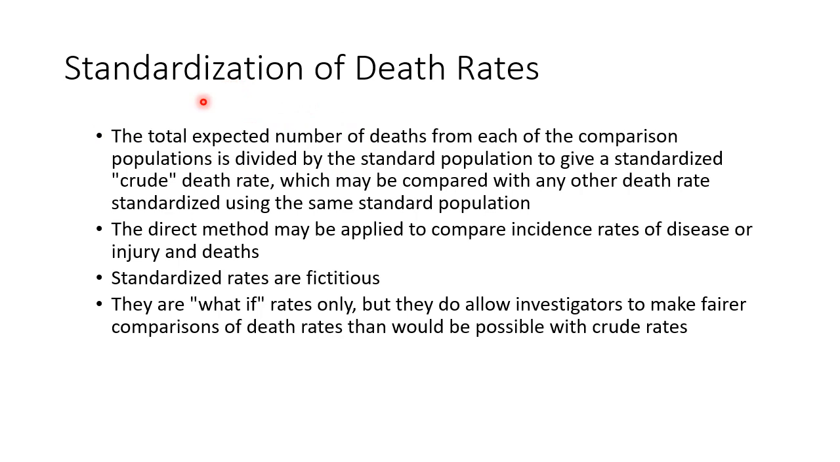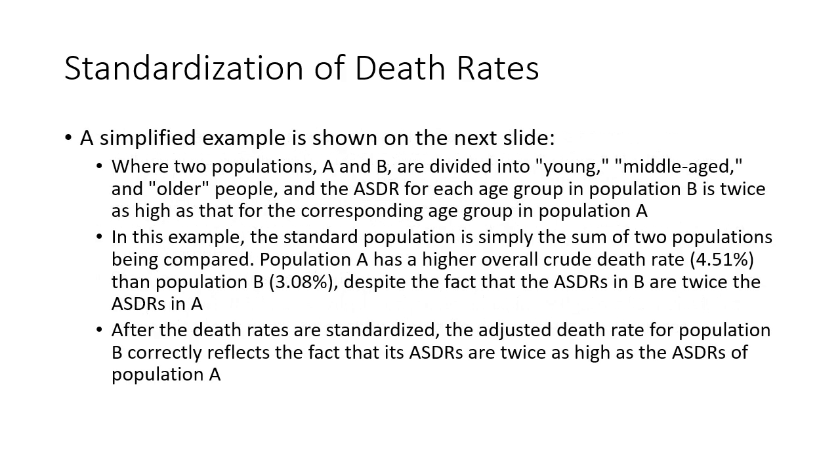Typically what you do is you'll take the total expected number of deaths from each of the comparison populations and try to get the standardized crude death rate, and then you're going to be able to compare that with the one from the other standard population as well. And by doing this direct method, you're able to get these standardized rates that are fictitious, but they're a good what-if example when you're trying to make a better comparison between two different groups. And an example here, we'll show you on the next slide.